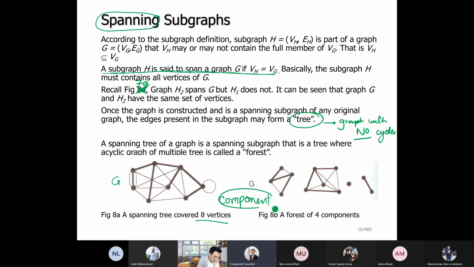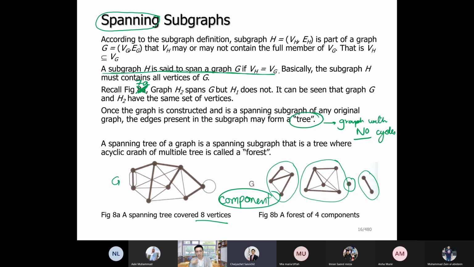Okay, we're going to see the term component later. Components are the set of a graph that are connected together with links. But if you look on the right hand side, we have a forest, comprised of multiple trees. You can see the first component, the second component, the third component, and the fourth component.